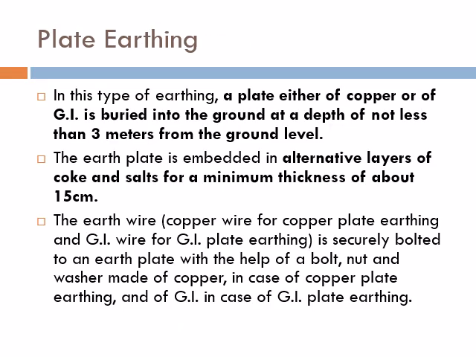In the methods of conventional earthing, the first one is plate earthing. In plate earthing, a plate of copper or galvanized iron is buried into the ground at a depth not less than 3 meters from the ground level. The earth plate is embedded in alternate layers of coke and salt for a minimum thickness of about 15 centimeters. The earth wire is copper wire for copper plate earthing and galvanized iron wire for galvanized iron plate earthing.